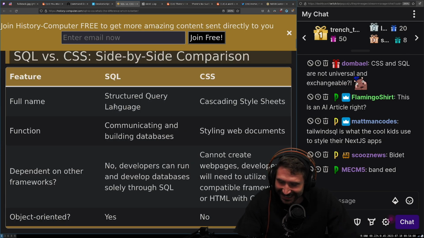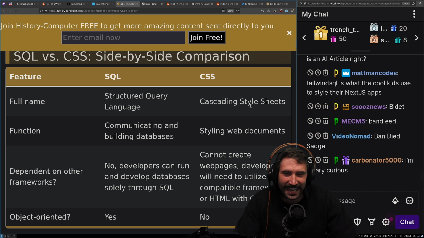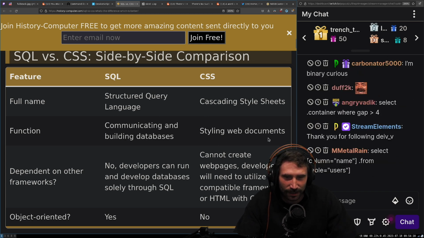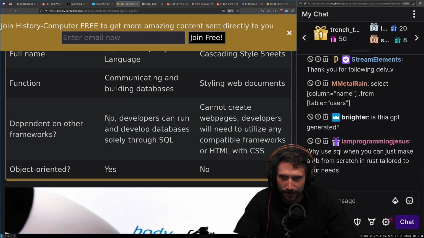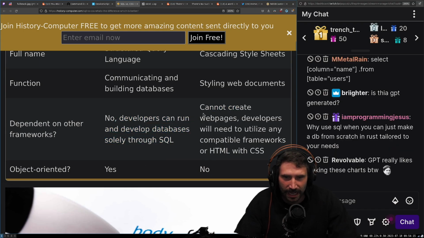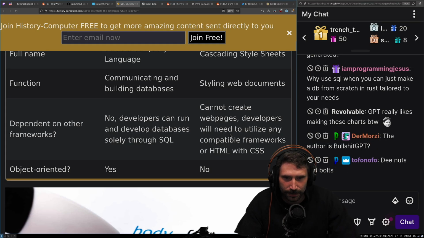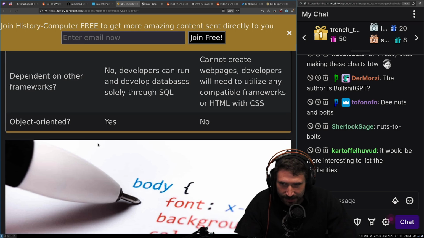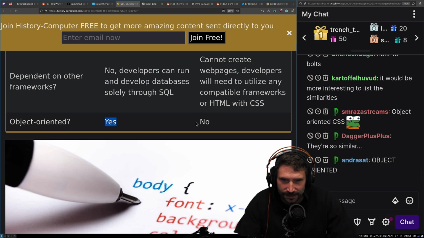Full name: Structured Query Language, Cascading Style Sheets. Function: communicating with and building databases, styling web documents. Dependent on other frameworks? No. Developers can run and develop databases. Cannot create web pages. Developers will need to utilize any compatible frameworks or HTML with CSS. Object-oriented? Yes. No.